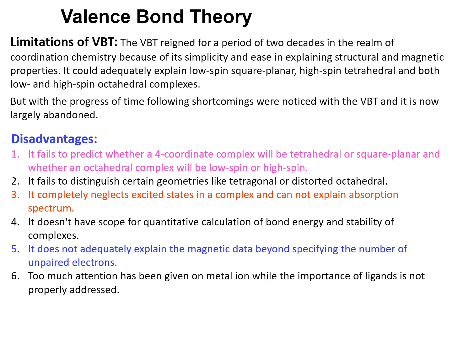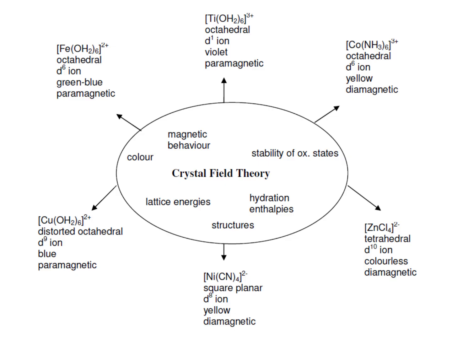It fails to explain that. It does not adequately explain the magnetic property. It is also a major failure of the valence bond theory. Too much attention has been given to the metal ion, while the importance of the ligands is not properly addressed in the valence bond theory. So these are the limitations. That's why we need the CFT.